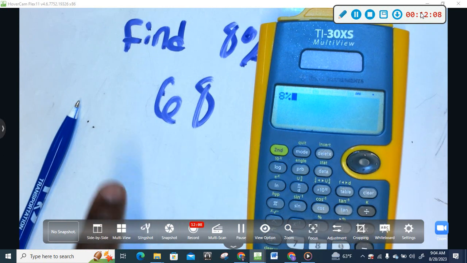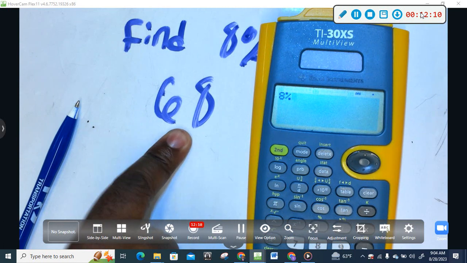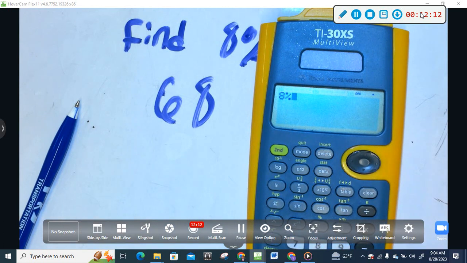%, and then I just type in the number right beside it. I can either multiply it by that number or just type it right beside it. I like to just do 8%, and then the number 68. And that's how I get my answer. 8% of 68 right there.